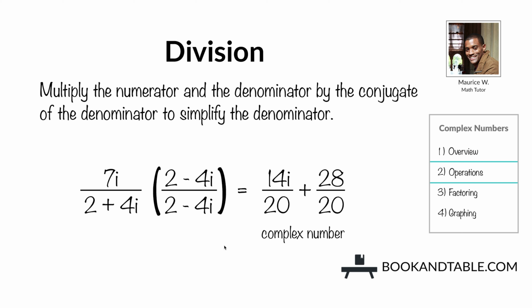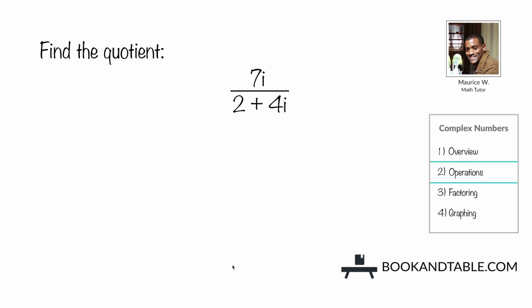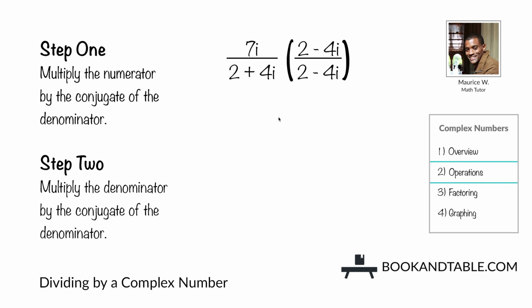Well, let me now walk you through the steps of dividing 7i by 2 plus 4i to get to 14i over 20 plus 28 over 20. So let's say you're asked to find the quotient of 7i divided by 2 plus 4i. Step 1, multiply the numerator, 7i, by the conjugate of the denominator, 2 plus 4i. The conjugate is the result of changing this plus to minus.